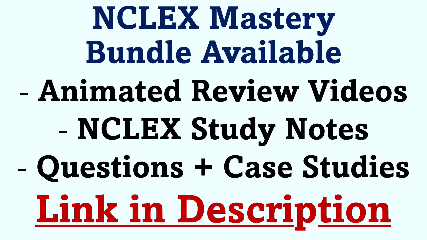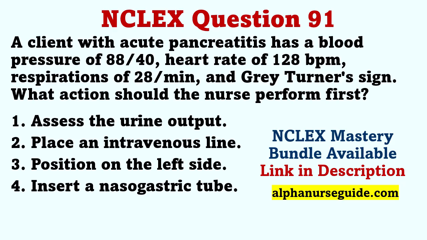Back to the questions. A client with acute pancreatitis has a blood pressure of 88/40, heart rate of 128 beats per minute, respirations of 28 breaths per minute, and Gray-Turner's sign. What action should the nurse perform first? 1. Assess the urine output. 2. Place an intravenous line. 3. Position on the left side. 4. Insert a nasogastric tube.